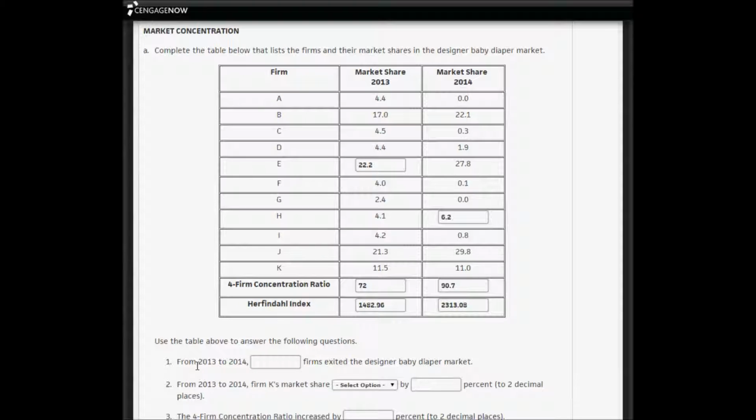In part one here, from 2013 to 2014, how many firms exited this market? Well, firm A has 0 market share. Firm G has 0 market share. So it looks like 2 firms exited the market.